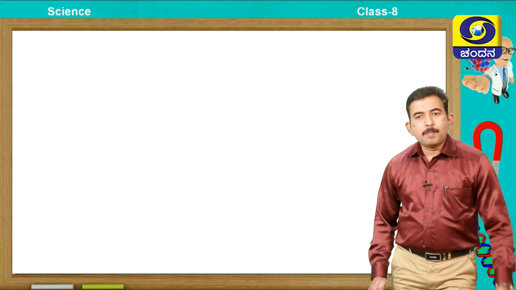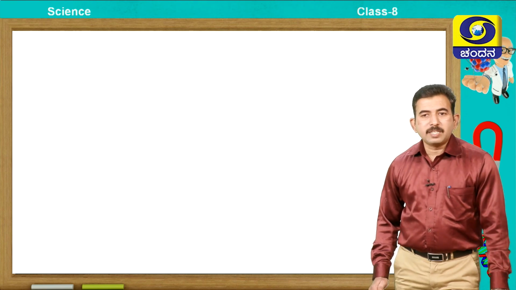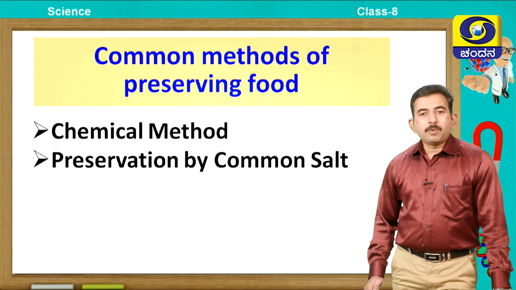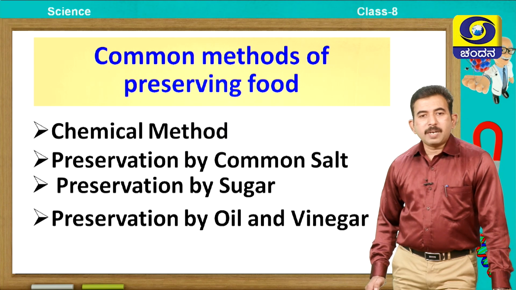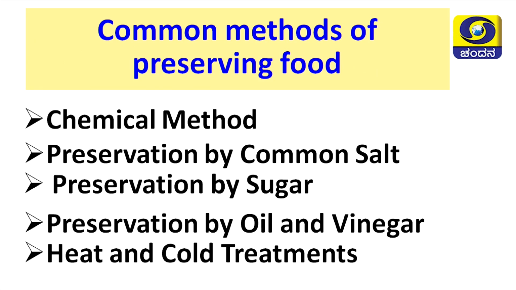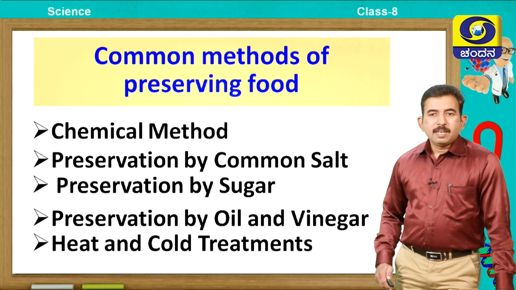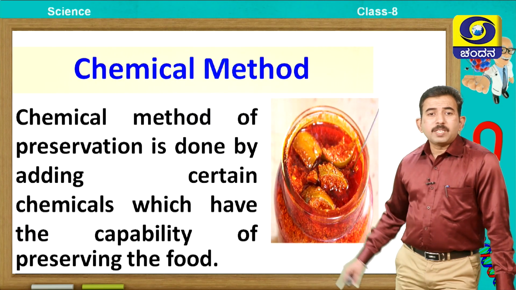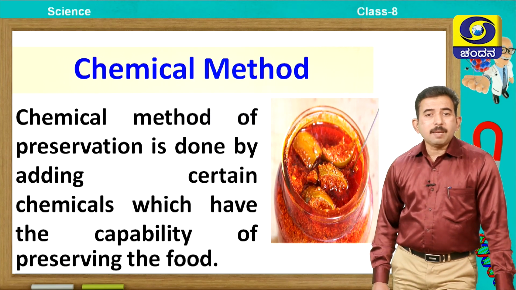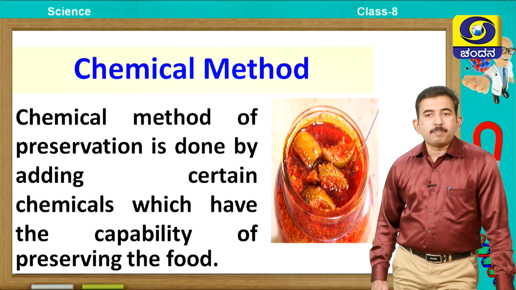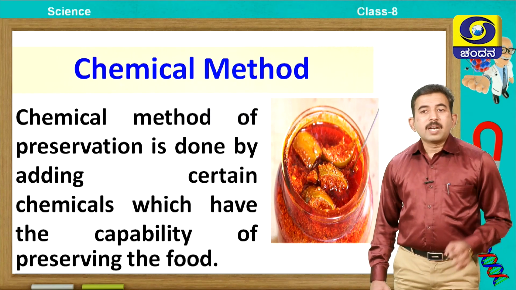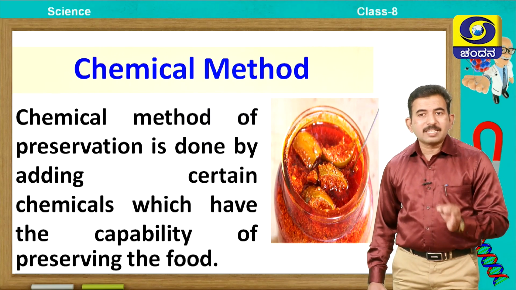Now let us discuss some of the common methods of food preservation techniques. Common methods are chemical method, preservation by common salt, preservation by sugar, preservation by oil and vinegar, heat and cold treatments. Now let us study one by one. First one, chemical method. Chemical method of preservation is done by adding certain chemicals which have the capability of preserving the food. The most common chemical used is salt, and the preservation of food by salt is called salting.